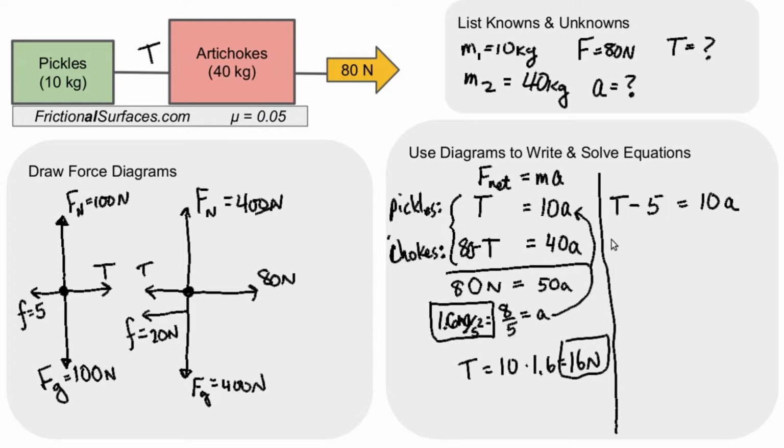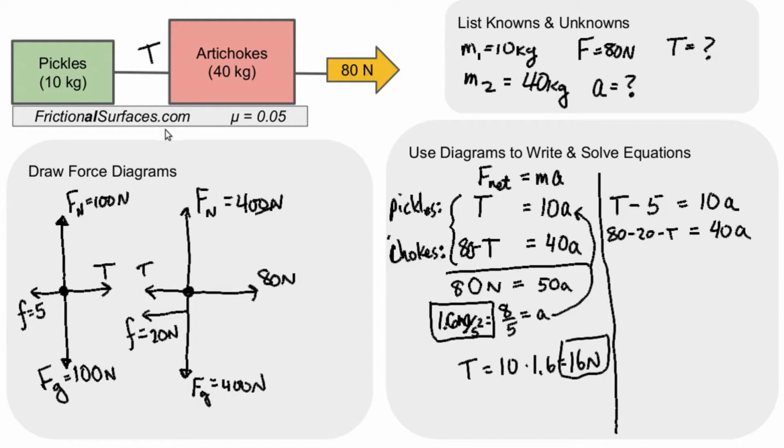For my artichokes, I have pulling to the right 80 and pulling to the left 2 things. So these will both be negative. So I have 80 minus 20 minus t. That equals this mass times its acceleration, 40a.